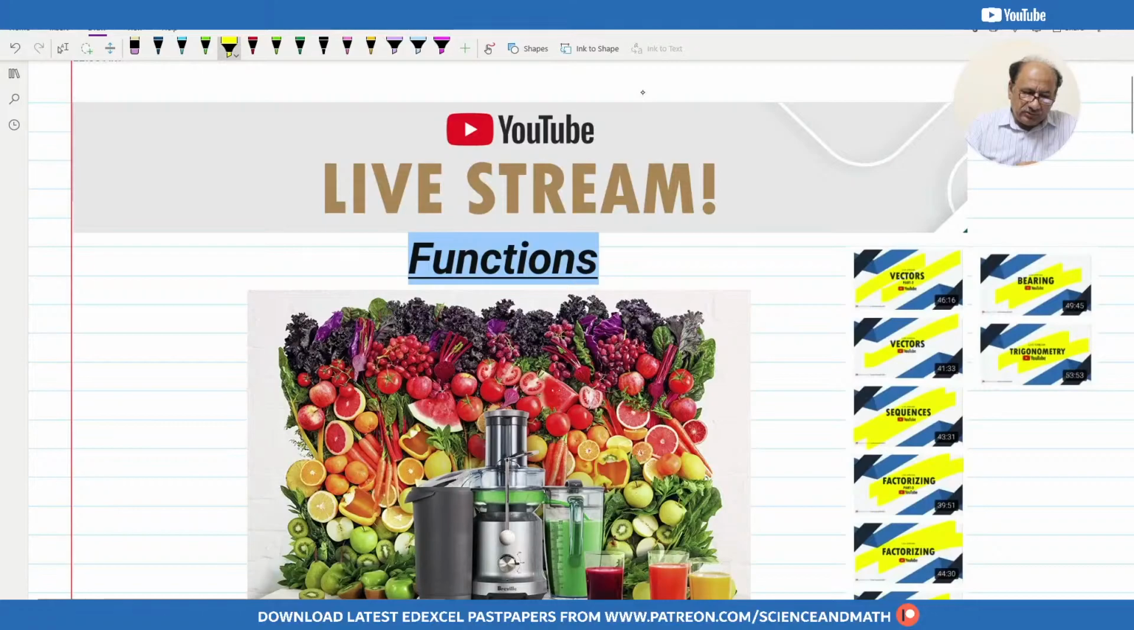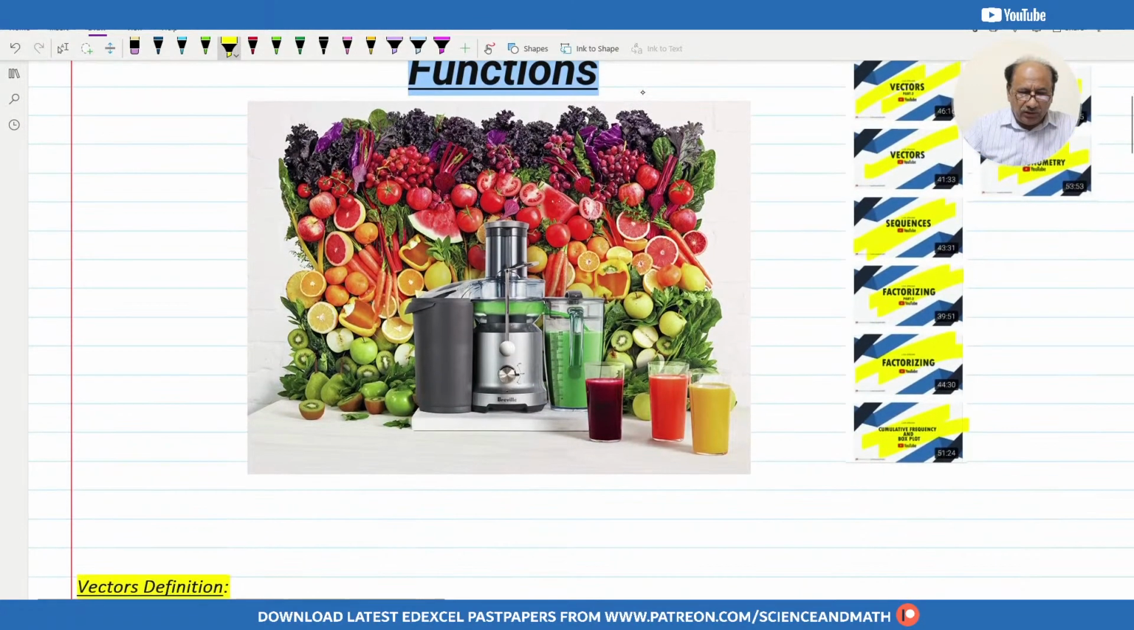Now today's live stream is regarding functions. So what do you think, why have I taken this picture? It's not a publicity picture, this fruits picture with a juicer. I have taken it with a purpose. So what is that purpose? Basically, what is the function of a juicer machine?